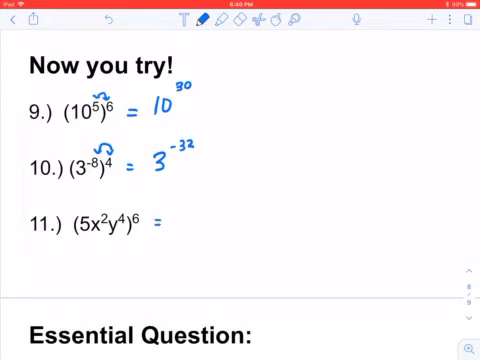And then in this last one, you have 3 bases, the 5, the x, and the y. 5 doesn't have a power on it. Give it a power. It's going to be 1. And then distribute that 6. Distributing is just multiplication after all. So you're going to have 5 to the 6th power, because 1 times 6 makes 6. You're going to have x to the 12th power, because 2 times 6 is 12. You're going to have y to the 24th power, because 4 times 6 is 24.